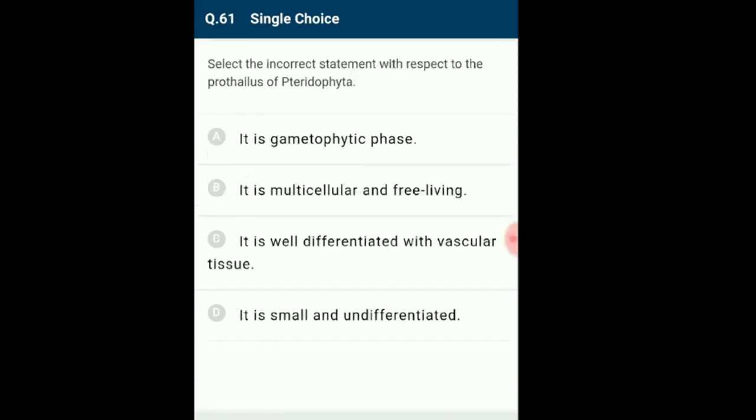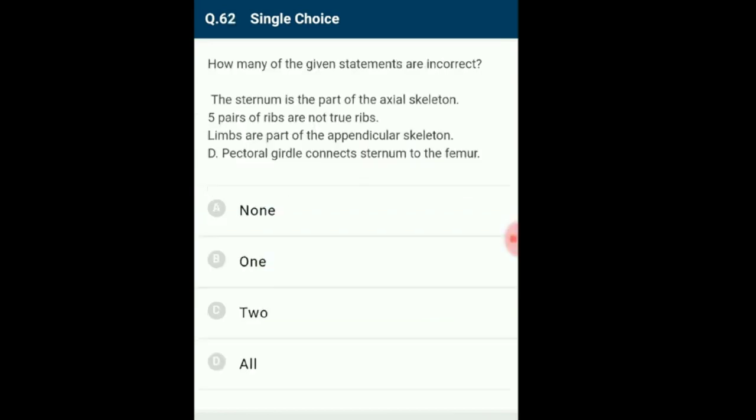Question number 61. Select the incorrect statement with respect to the prothallus of Pteridophyta. Prothallus of Pteridophyta is a multicellular free-living green photosynthetic gametophyte, but it lacks vascular tissue and the body is undifferentiated thallus, which is similar to the gametophyte of Bryophyta. So the answer is option C. It is well differentiated with vascular tissue. That is the incorrect statement with respect to the prothallus of Pteridophyta.